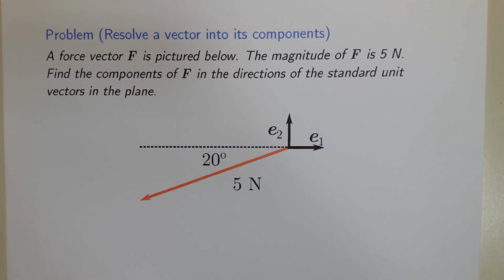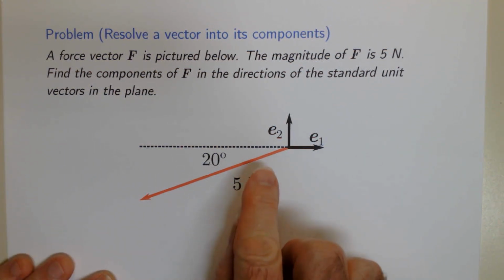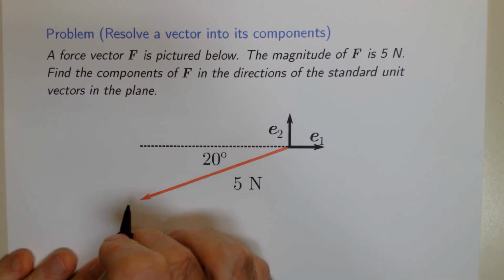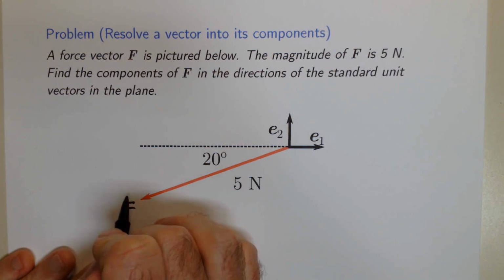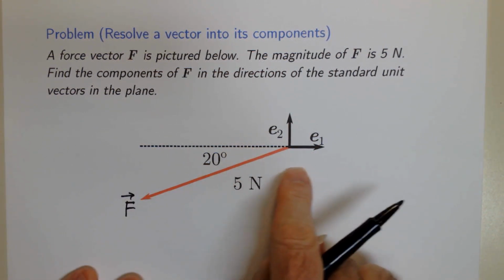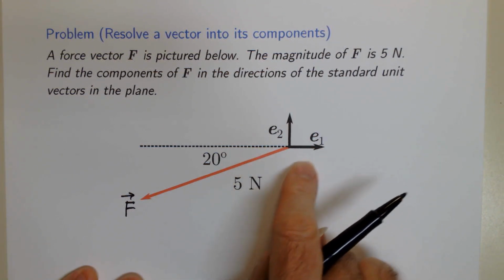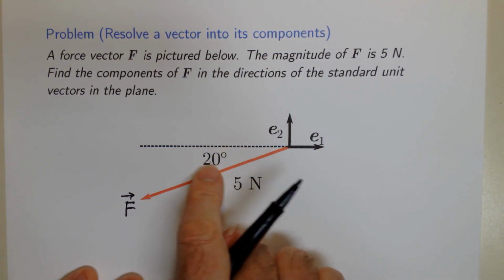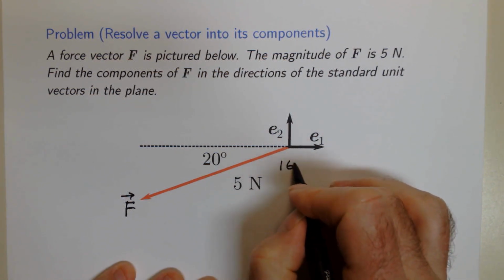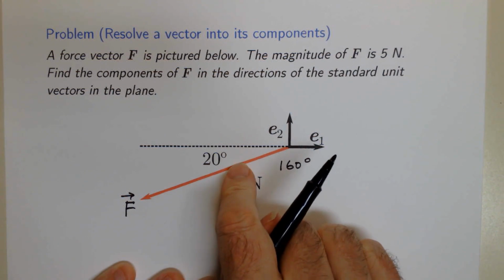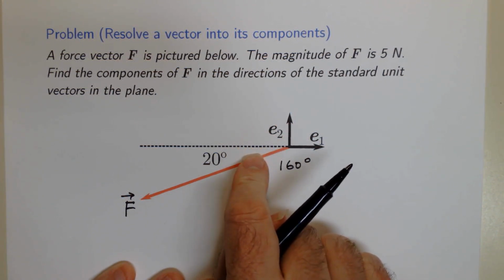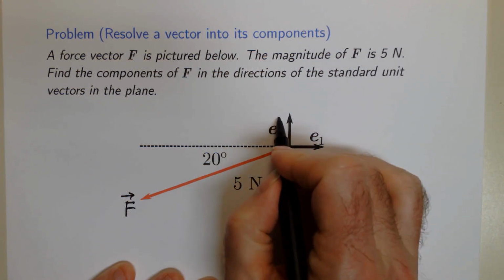Now, what we need ultimately to carry out this calculation is to know the angle that this vector, let's call this vector F, makes with E1. Well, let's calculate that. We know that the total angle here is 180 degrees, and so it must take up the leftover bit. This must be 160 degrees. And the angle that this vector makes with E2 must be the 90 degrees plus the extra 20 degrees, or 110 degrees.